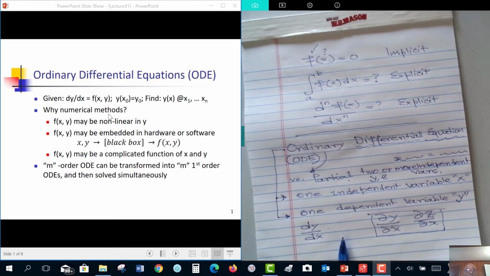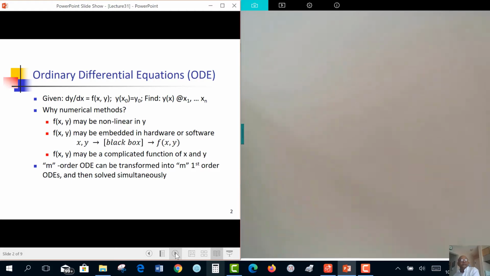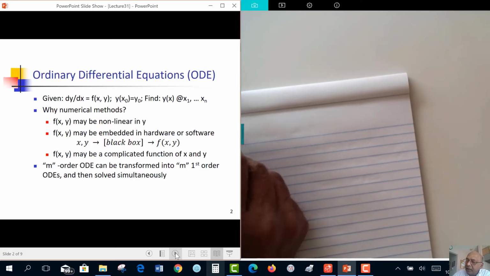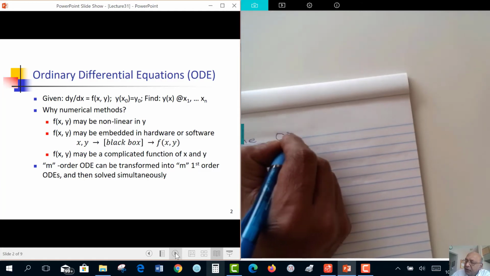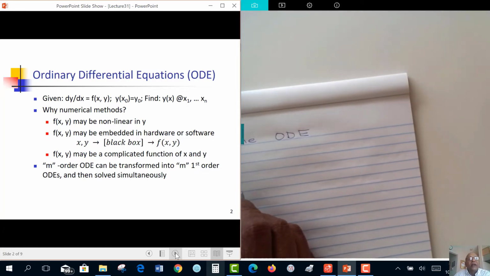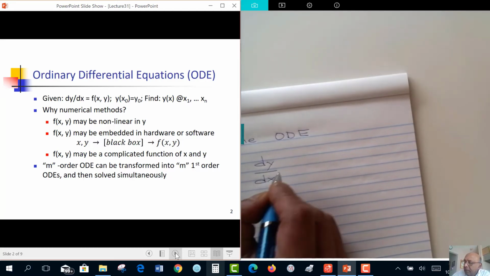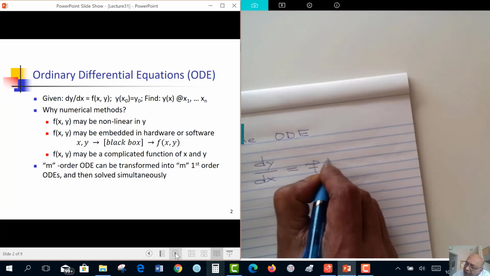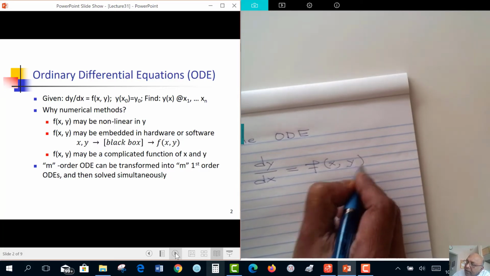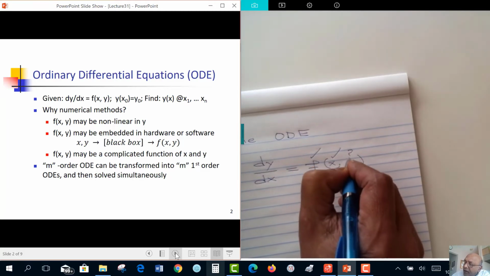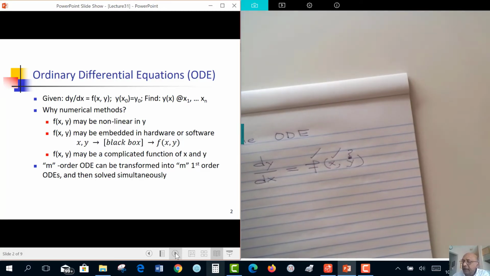Okay, so we write our one ordinary differential equation in this form: dy dx is a function of x and y. So we know x, we know the function, we want to find y. That's our goal.